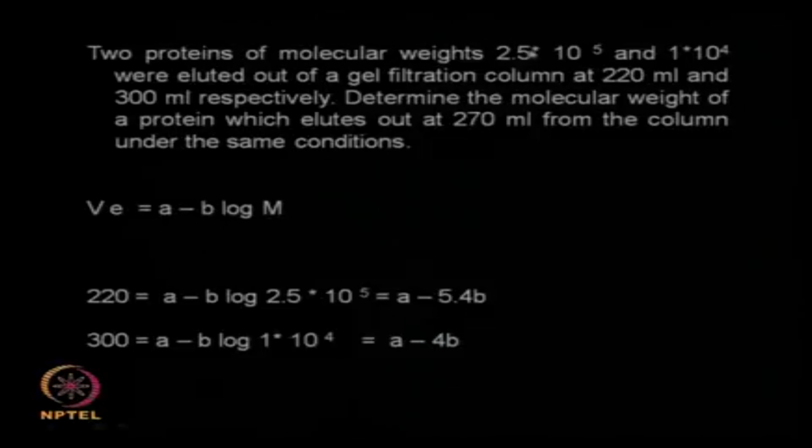So we have one equation, molecular weight of 2.5 into 10 power 5, elution volume is 220, and another equation, molecular weight of 1 into 10 power 4, elution volume is 300. So you substitute them, and you have two equations and two unknowns, A and B, where B is the slope and A is the intercept. We can calculate A and B. Once you have calculated A and B, for an unknown protein we know the elution volume VE, so we substitute and we can calculate the molecular weight of the unknown protein. So it is very straightforward.